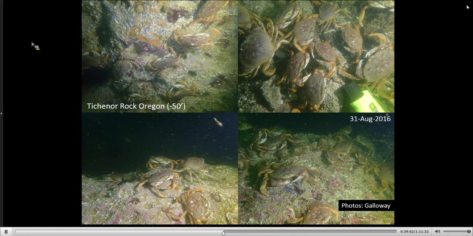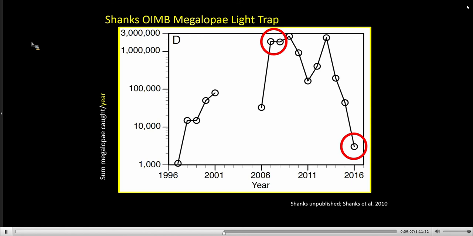So one of the things that makes the storyline for this crab settlement really interesting is that Alan Shanks, my colleague at OIMB, has had a light trap that he's been running for about 17 years. I think what he does is throughout the whole settlement season, for about 5 or 6 months, he goes and checks this light trap on a daily basis and counts all the megalopae that have come into the trap. So it's kind of an index. It is an index through time. Carly's laughing because she's helped with this.